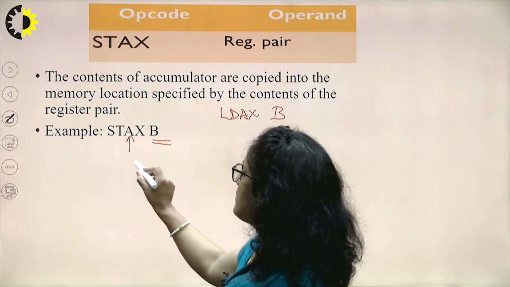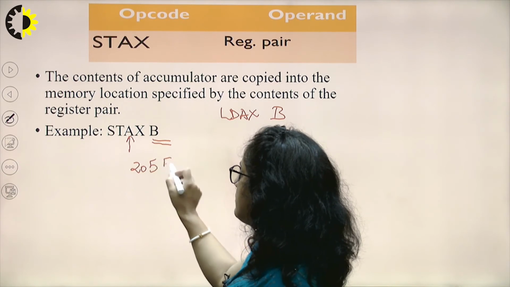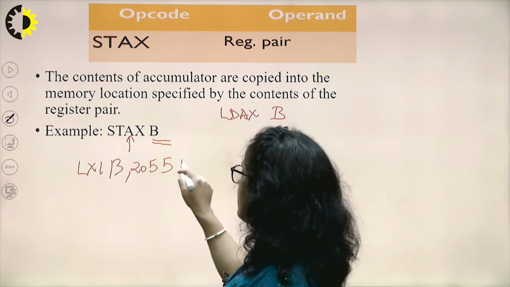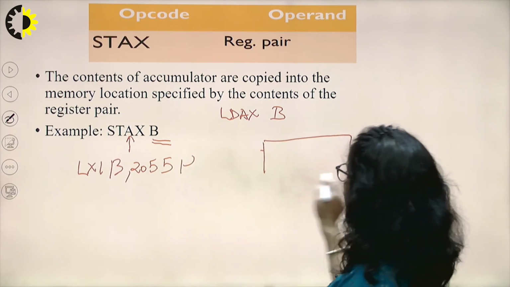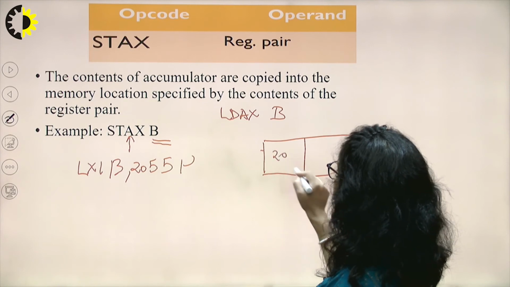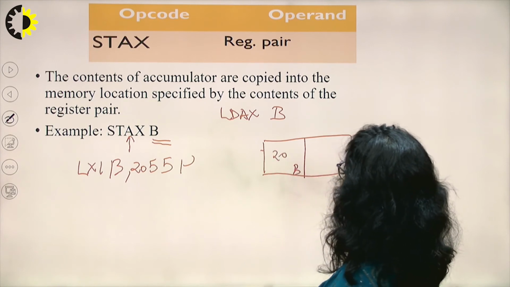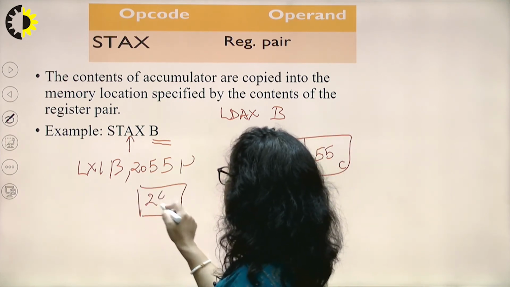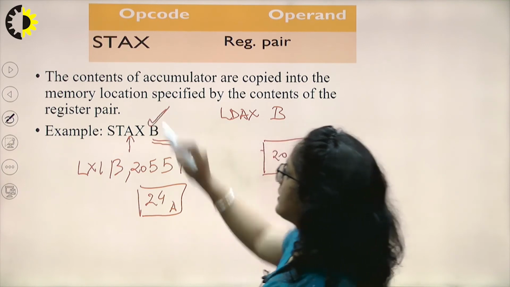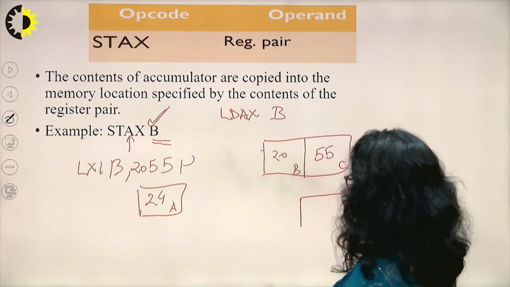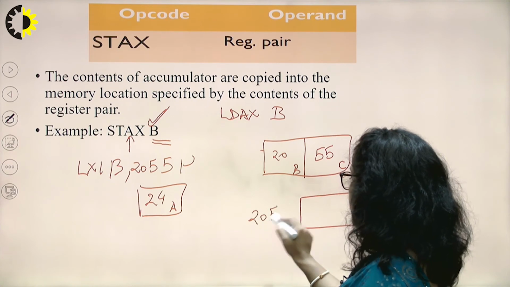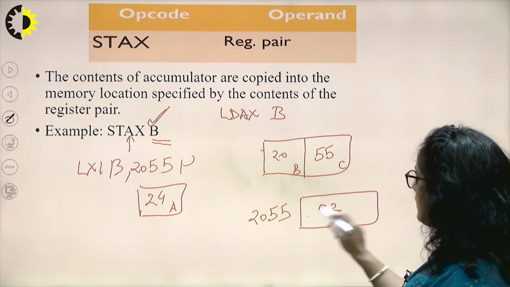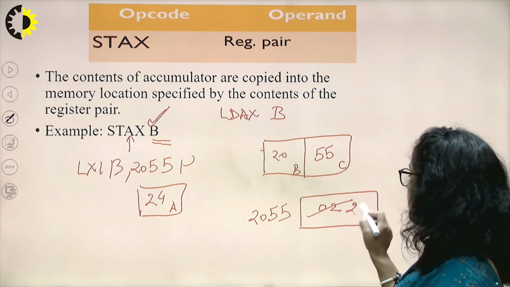So suppose we have initialized BC with 2055. Before execution of this instruction, we are using the instruction LXI B, comma 2055H. So now B is having 20 and C is having 55, and our accumulator is having the value 24. Now after execution of this particular instruction, at memory location 2055, initially the content was suppose 02, this 02 gets overwritten as 24.